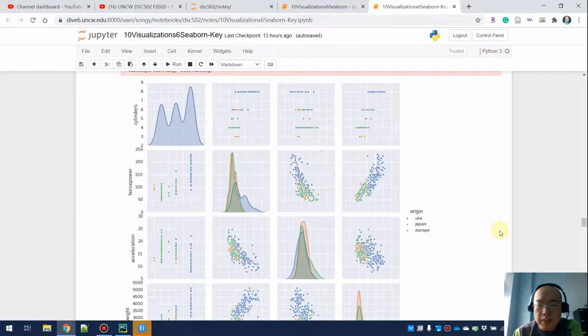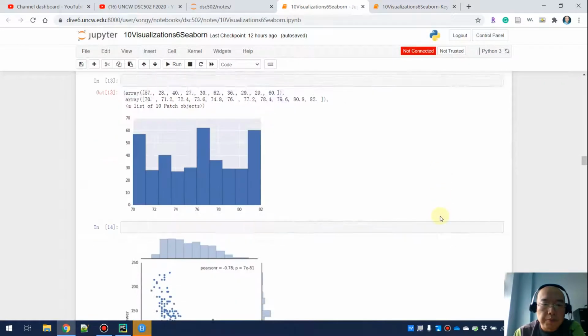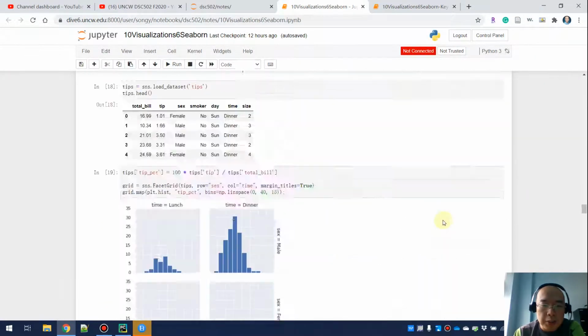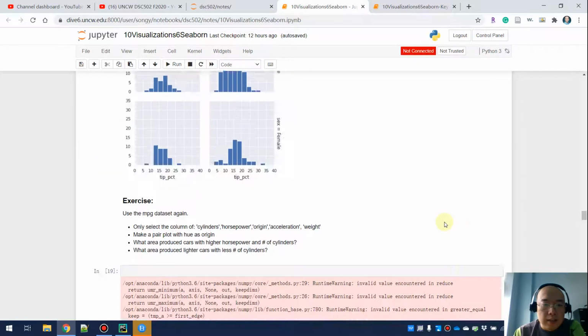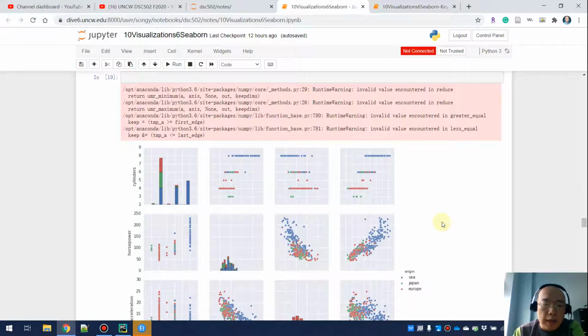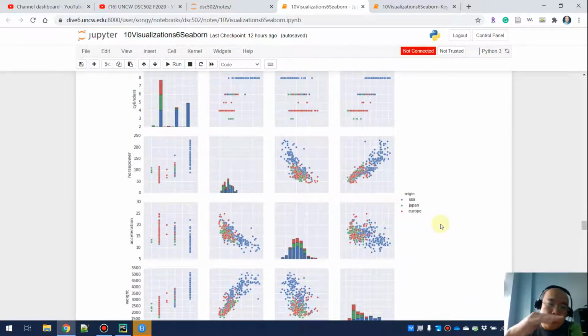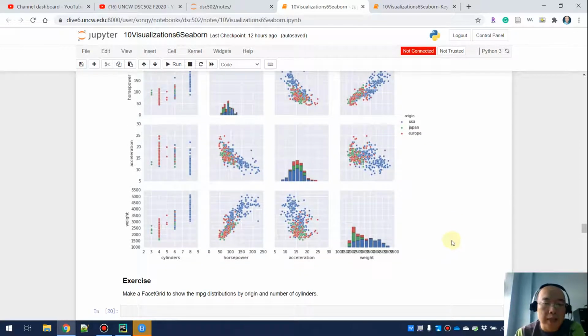And then you can see there are only three different versions: the USA, the Japanese, and then the European. Okay, so let me use this one. You are going to show a visualization like this, and for each row and each column, there are the cylinders, horsepower, acceleration, and the weight, and we want to see the joint distribution.